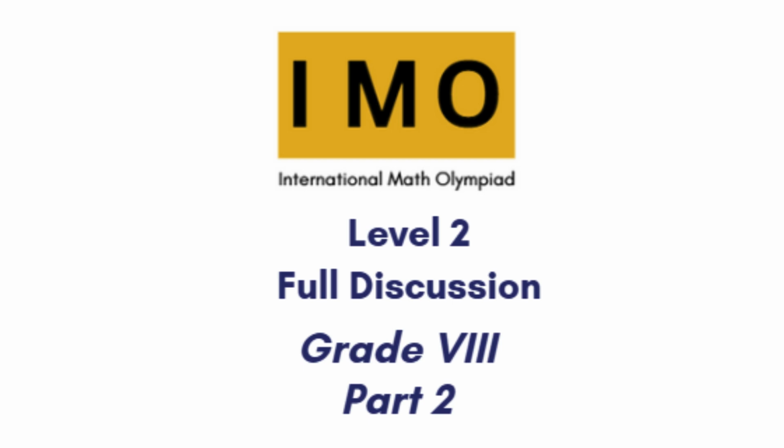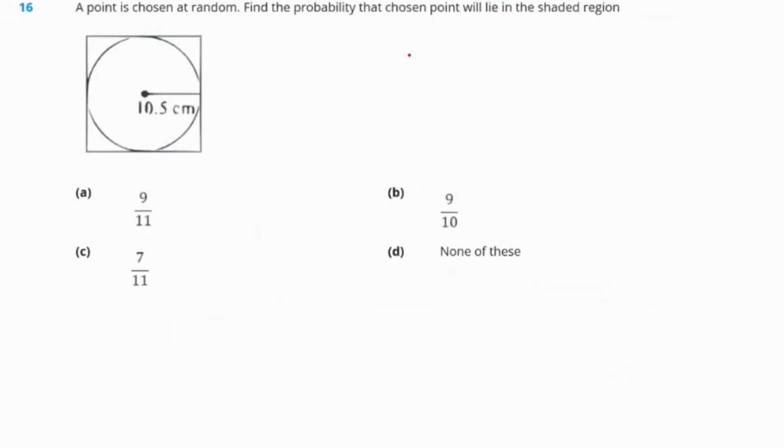Today we are going to discuss IMO Level 2 sample paper for grade 8. Next question. A point is chosen at random. Find the probability that chosen point will lie in the shaded region.